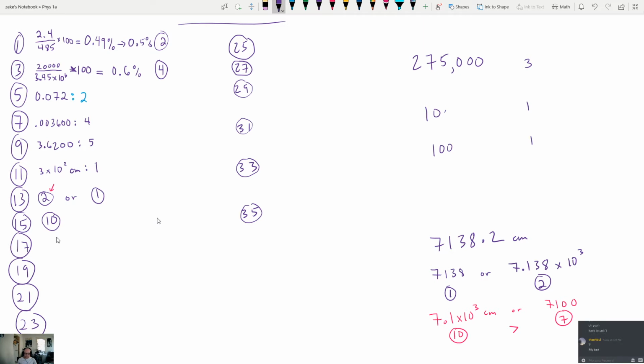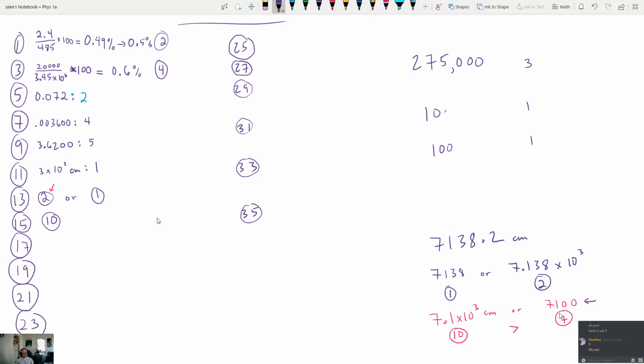Okay, so I think the answer is 10, which is 7.1 times 10 to the 3. And technically you could choose 7 too, but I think that it kind of tells you not to do this. If you can, it tells you to avoid lack of clarity, because it's possible that someone might look at 7100 and think that it's 4 sig figs, but it's really only 2.